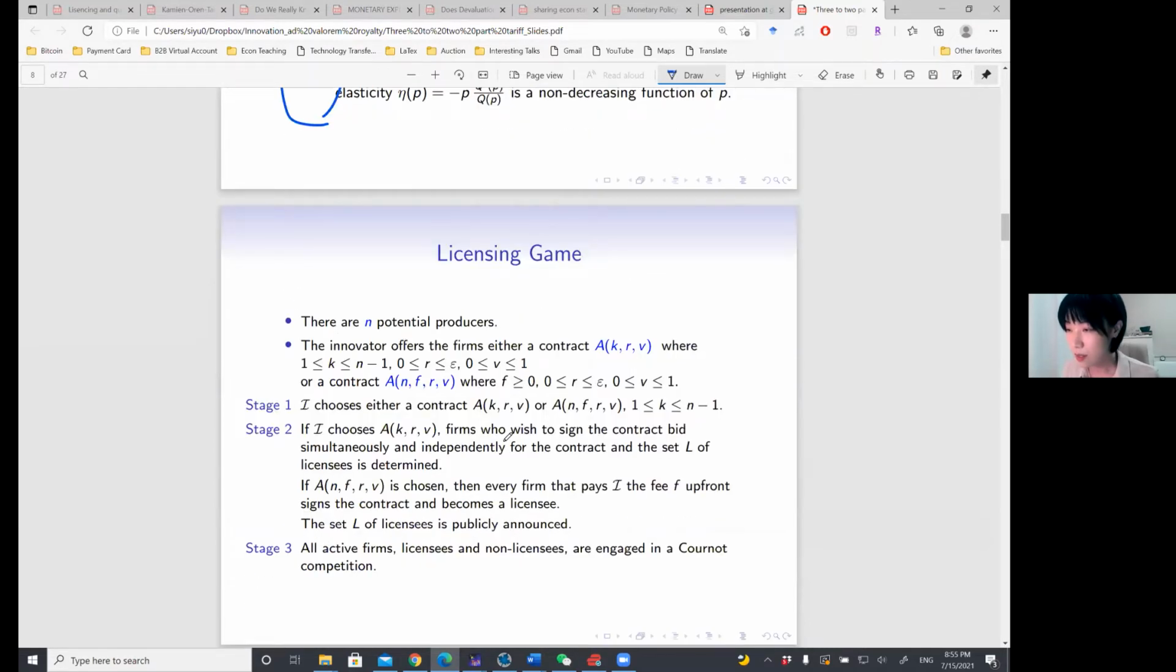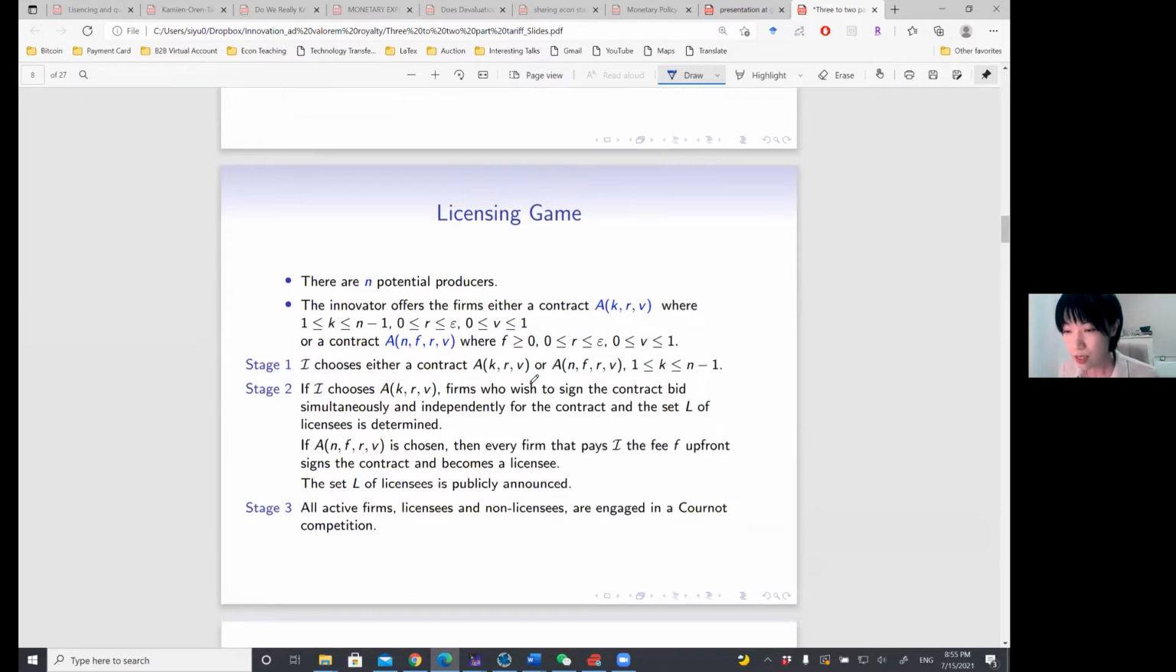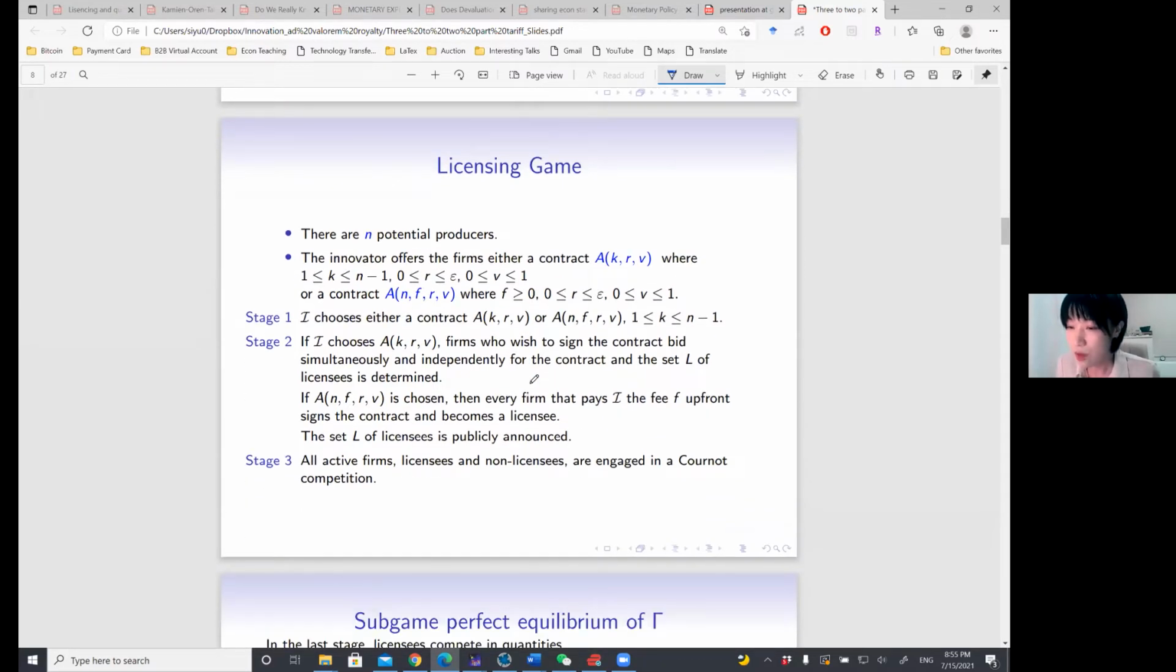Now let's describe the licensing game. Initially, there are n potential producers. First, the innovator will put a contract A on the auction. The A specifies the number of licensees he's willing to sell to and the royalty rate, and then anyone who's interested can put in a bid. Let me explain why we determine the fee in an auction rather than having the innovator pre-announce it. There are 2 reasons we make this setup.